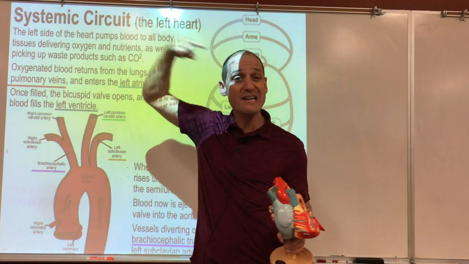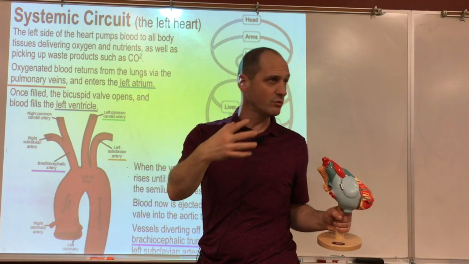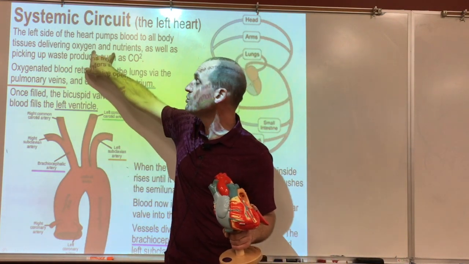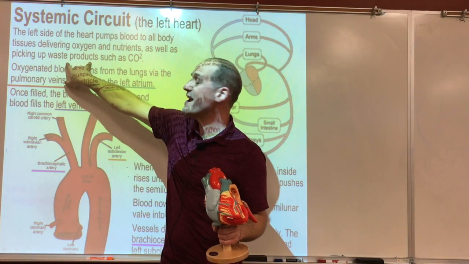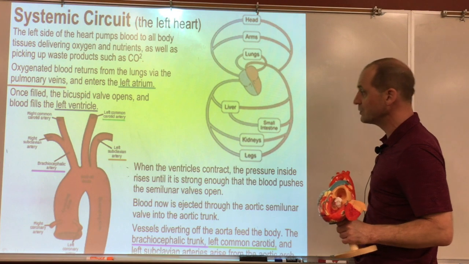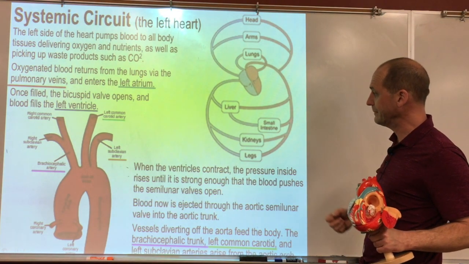That includes the brain, the arms, the legs, the viscera, everything except the lungs, where it picks up oxygen. It brings oxygen and nutrients to those tissues, and it picks up waste products and carbon dioxide from those tissues to then again bring it to the lungs and to the kidneys to filter everything.